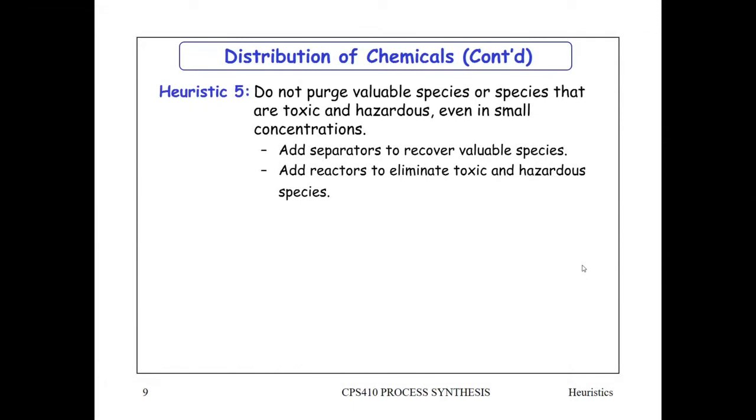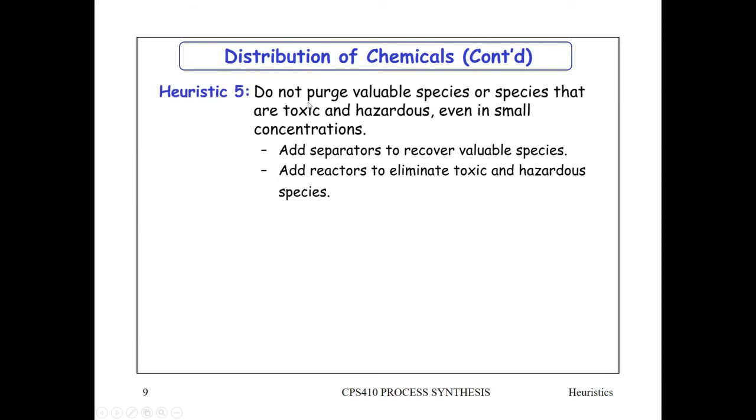Next one, heuristic 5. Do not purge valuable species or species that are toxic or hazardous, even in small concentrations. Add separators to recover valuable species. So, if it's a valuable species, you will try and separate it in the loop, or add reactors to eliminate toxic and hazardous substances.